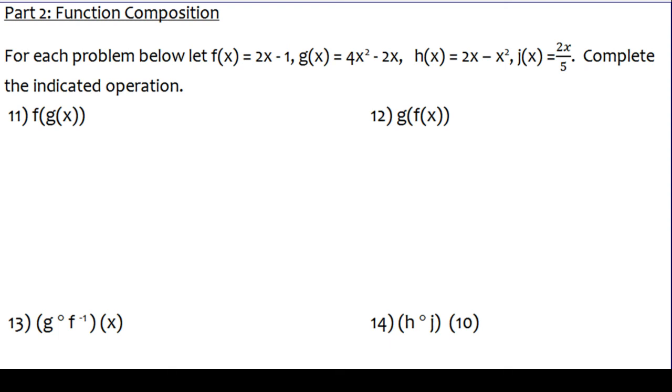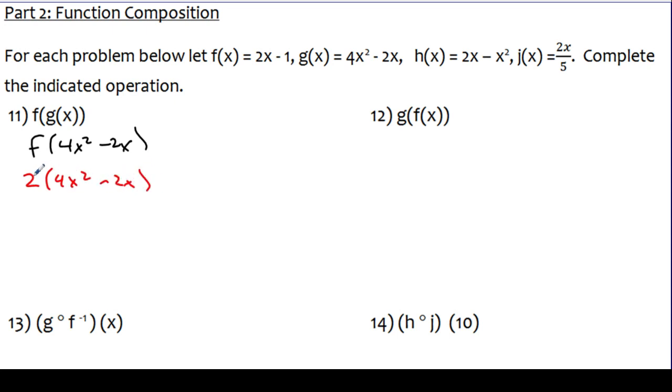They both are composing f and g, but remember that when we do function composition, the order does matter. So we're going to actually do f of g of x, and we're going to get a different answer than if we did it the other way around. So I'm going to take the f function, and I'm going to plug in g of x, which is this 4x squared minus 2x. So I'm going to plug 4x squared minus 2x into the f function. So the f function is 2x minus 1, so I'm going to say this is 2 times 4x squared minus 2x.